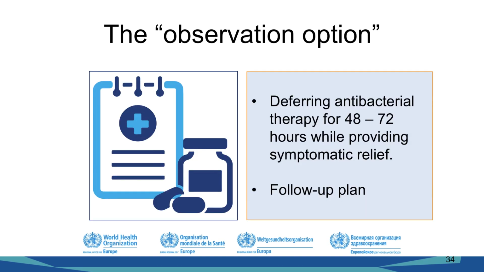Also referred to as the observation option, this strategy includes deferring antibacterial therapy for 48 to 72 hours while providing symptomatic relief. Importantly, this strategy must be paired with a follow-up plan or means for easy communication between the parent and clinician if the patient worsens. This may consist of a follow-up appointment in 2 to 3 days that can be canceled if the patient does well, or a delayed antibiotic prescription that can be filled if the patient worsens or their symptoms are not better in 2 to 3 days.